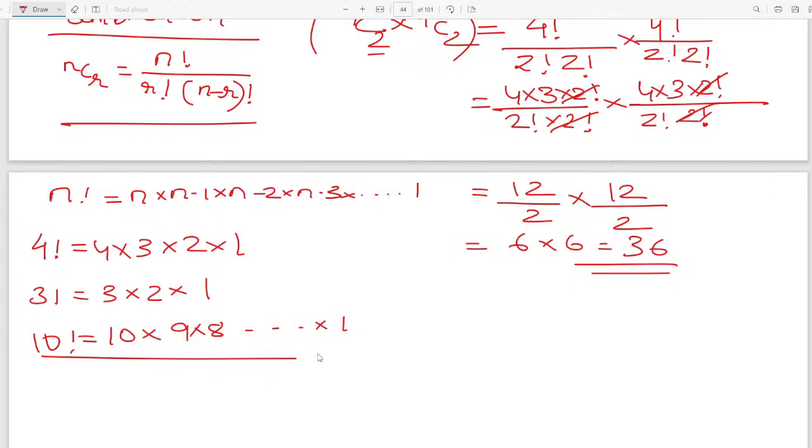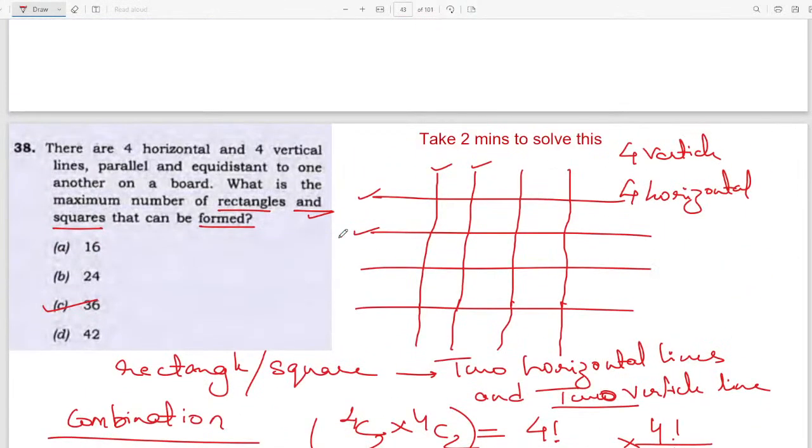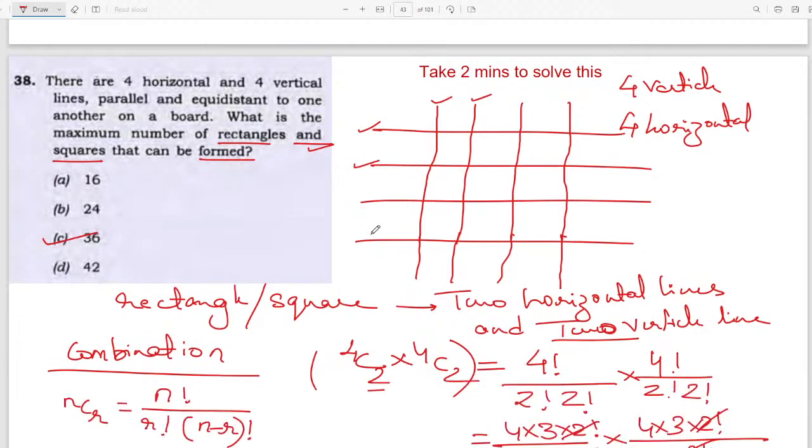If you have any doubts, you can ask. This question is not pure geometry. This is a combination of geometry and concepts in permutation and combination.